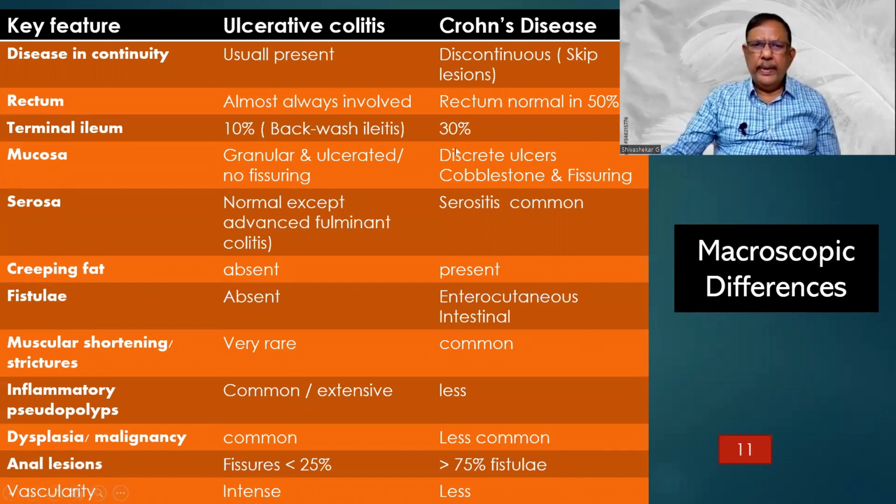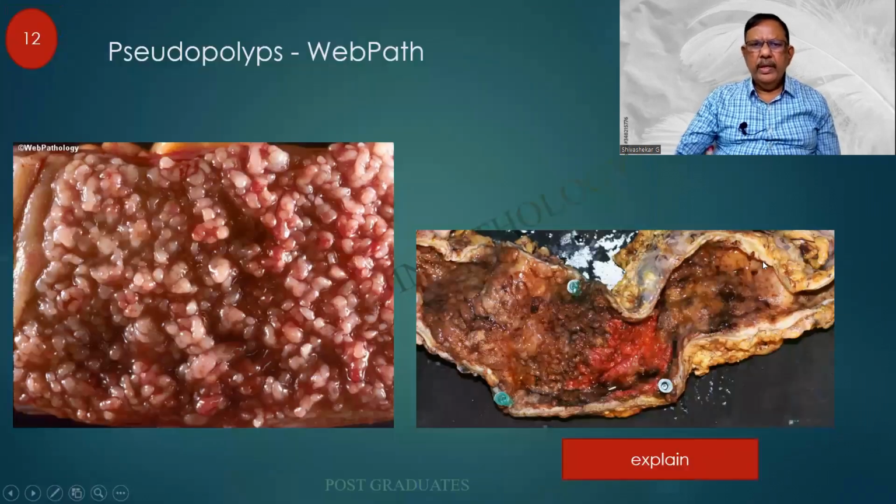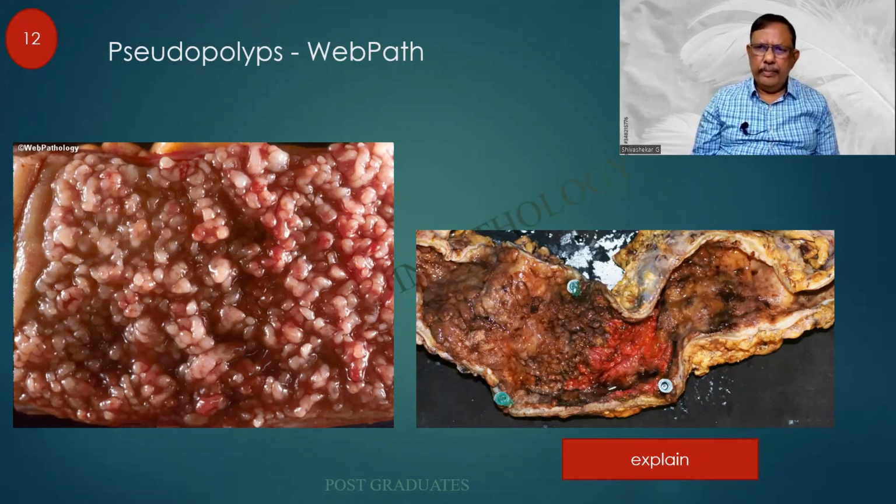So these are the macroscopic differences which you shall bear in mind. Whenever I say macroscopic differences, there has to be a microscopic difference also. These are beautiful pictures thanks to web pathology, and I am seeing an entire carpet of pseudopolyps. We should be able to differentiate between a polyp and a pseudopolyp. A polyp is after all an outgrowth above the surface. A pseudopolyp, on the contrary, forms whenever there is an ulceration or a breakdown in the mucosa, and the rest of it is left behind as a tag, which can be mistaken for a polyp.